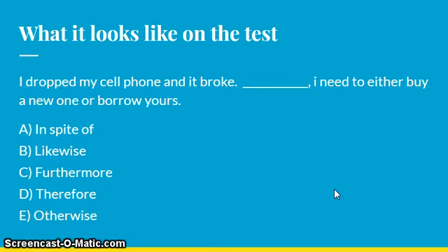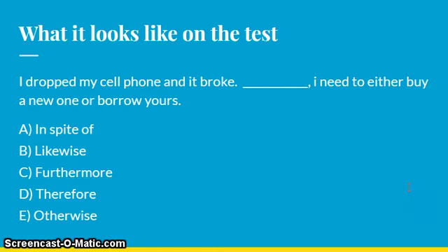I dropped my cell phone and it broke. Blank, I need to either buy a new one or borrow yours. So I dropped my cell phone and it broke in spite of I need to either buy a new one. That just doesn't even make sense. I dropped my cell phone and it broke. Likewise, I need to either buy a new one or borrow yours. So that could be the answer, and we don't know yet, so we're still going to go through them.